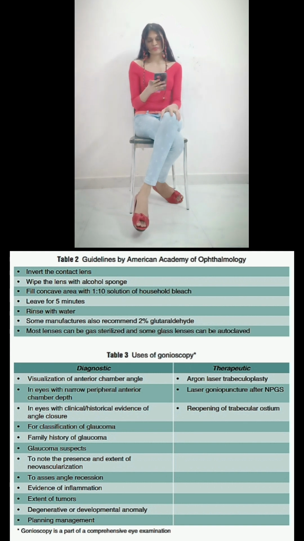Uses of gonioscopy: diagnostic and therapeutic. Diagnostic: visualization of the anterior chamber angle in eyes with narrow peripheral anterior chamber depth, in eyes with clinical or historical evidence of angle closure, for classification of the glaucoma, family history of glaucoma. Diagnosis of the glaucoma and classification of the glaucoma. Glaucoma suspects: to note the presence and extent of neovascularization, to assess angle recession, evidence of inflammation, extent of tumors, degenerative or developmental anomaly, planning management. Gonioscopy is a part of comprehensive eye examination.